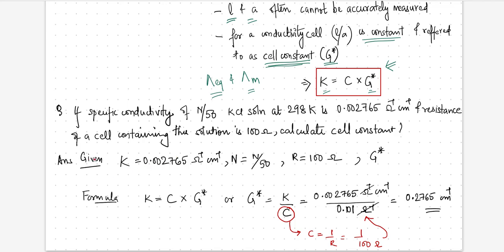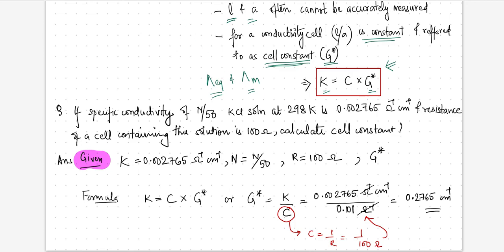As I told you, the first thing that you should always do is write the given factors. It's pretty simple. You're given the normality, N by 50. Then we are given the specific conductivity, that is K, with the value 0.002765 per ohm per centimeter. And you are also given the resistance, R, which is 100 ohm.